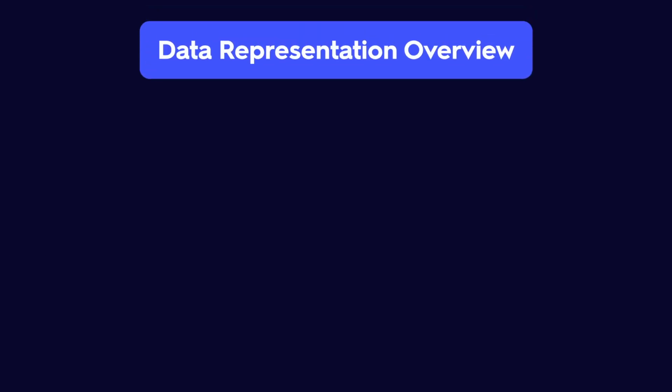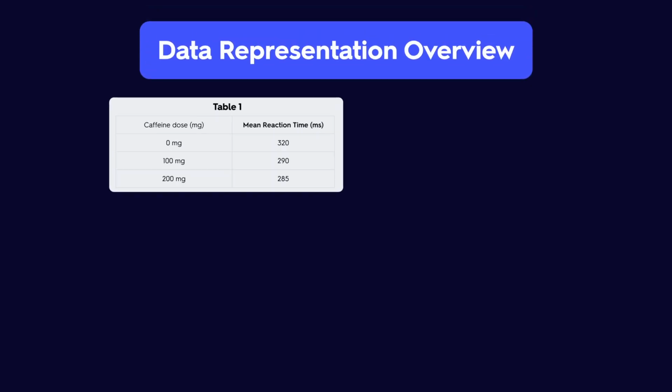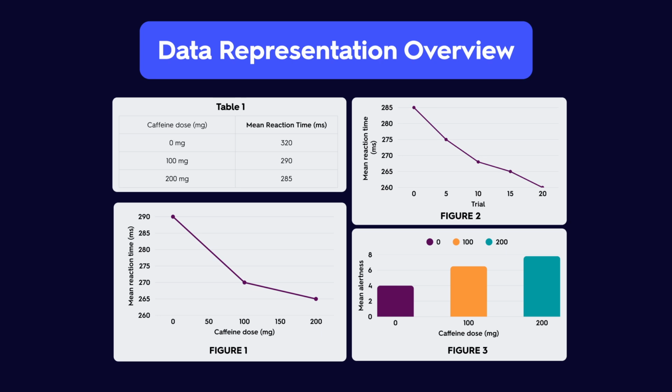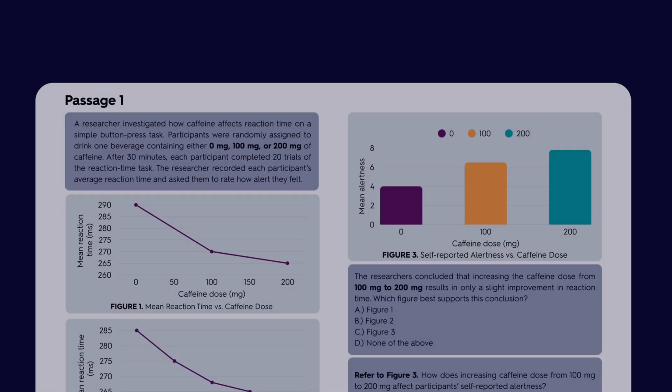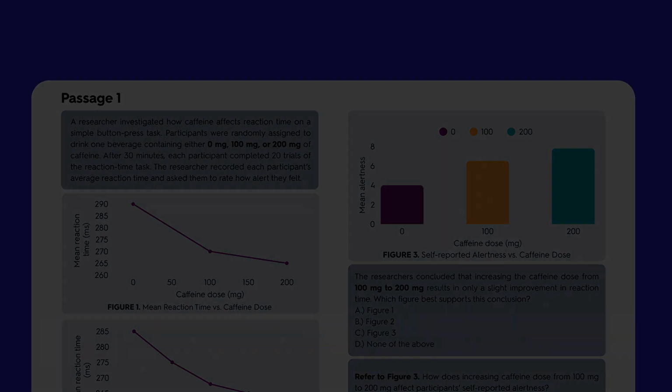Data representation passages are packed with tables, graphs, and diagrams, often about a quarter to a third of the science section. On the ACT Science test, you'll answer 40 questions in 40 minutes. So your goal is simple. Find the right data fast and stay accurate. So how do you move fast without losing accuracy?